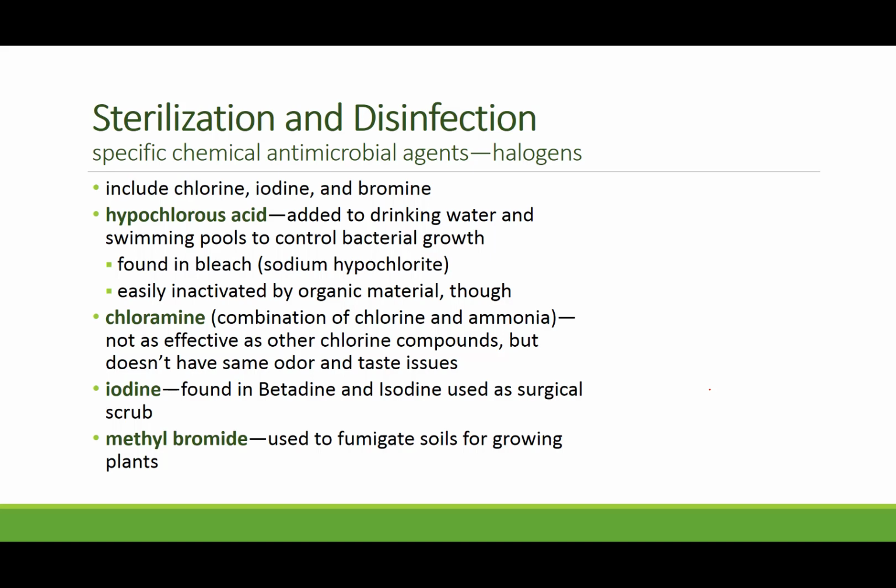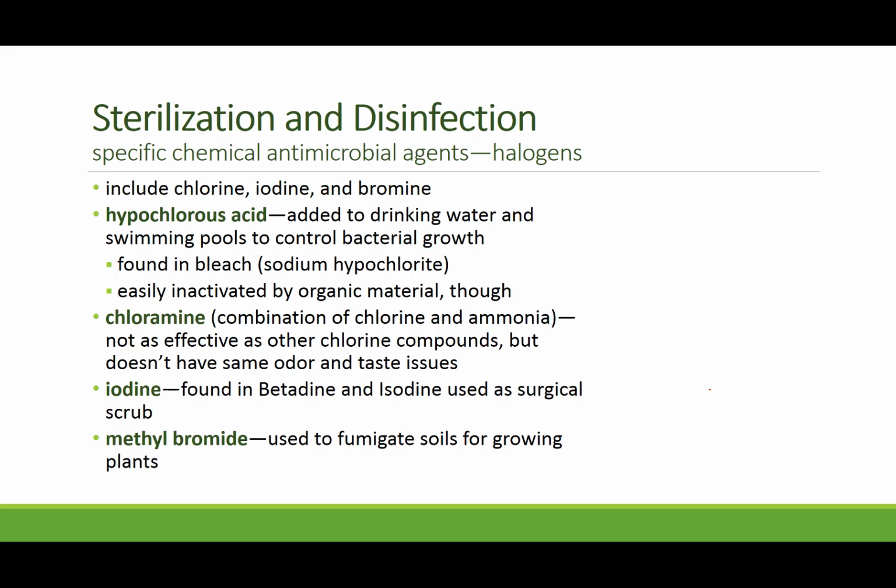But one of the issues with using bleach is that if there's a heavy growth of organic material on a surface, it can completely inactivate all of the hypochlorite in the chemical as it kills, and it can leave some organic material behind, including bacterial growth. Chloramine is a combination of both chlorine and ammonia, and while it's not as effective as other chloride compounds, it doesn't have the same odor and taste issues that we associate with using bleach or other hypochlorous acids.